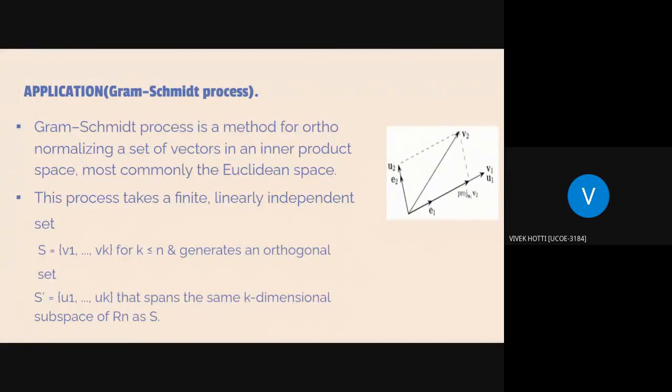The Gram-Schmidt process is a method for orthonormalizing a set of vectors in an inner product space, most commonly the Euclidean space. Euclidean space at first seems to be a complex word, but it's a 2D or 3D space where points are designated by coordinates and the distance between two points is given by the distance formula that we have studied in grade 10. Coming back to the Gram-Schmidt process, it takes a finite linearly independent set S equals V1 until Vk, for k less than or equal to n, and generates an orthogonal set S dash equals U1, U2 until Uk that spans the same k-dimensional space of R^n as S.